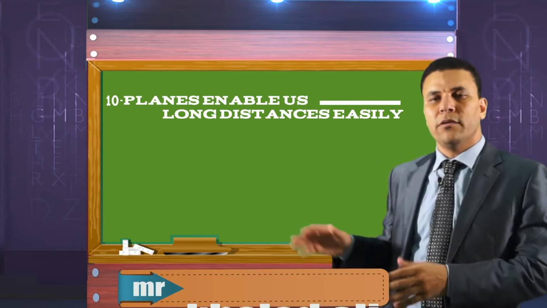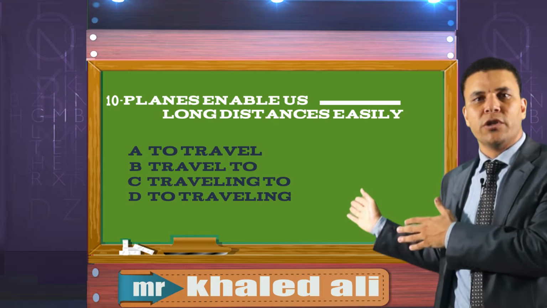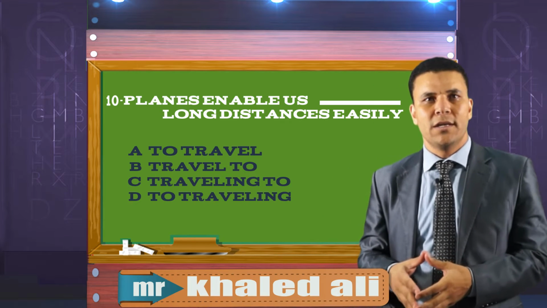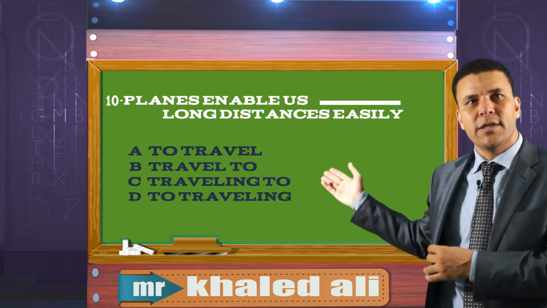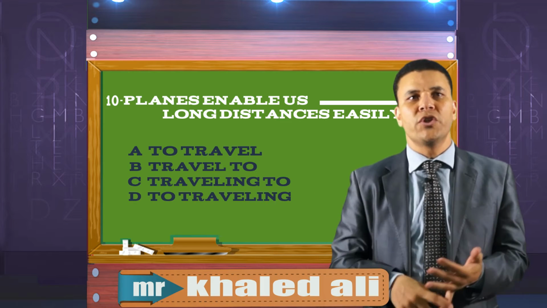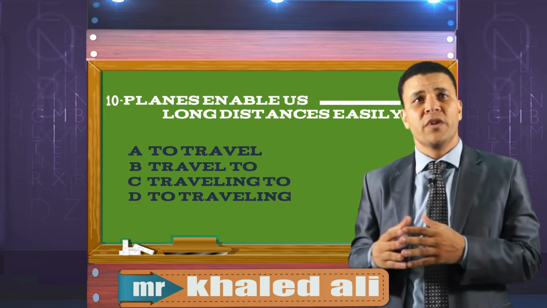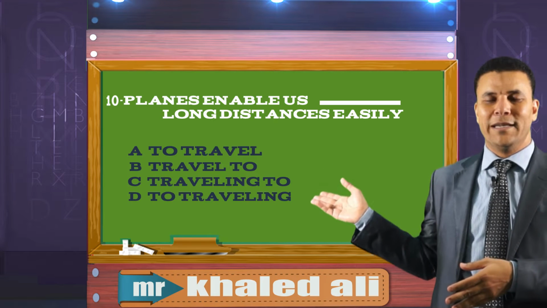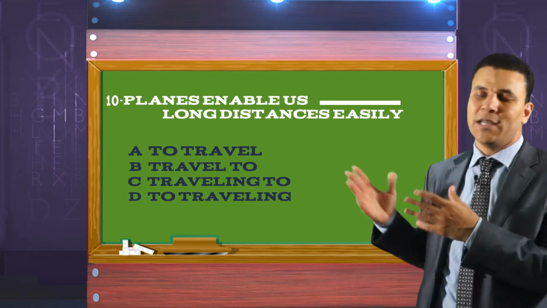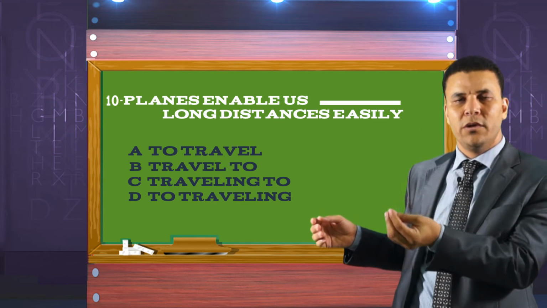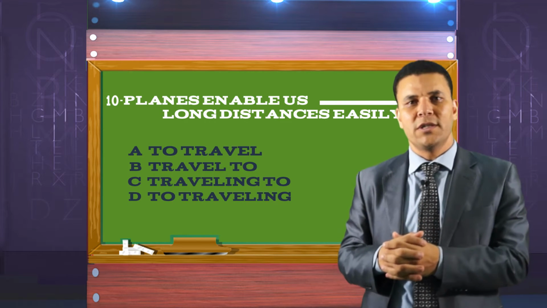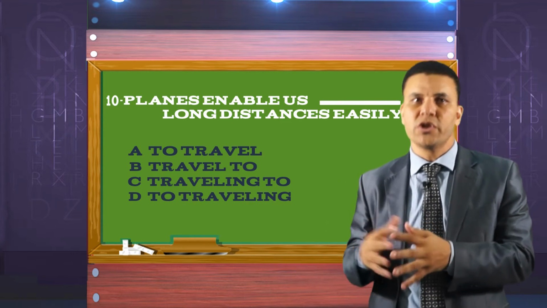Also, in number 10, we deal with the same structure, infinitive and gerund. Planes enable us space long distances easily. We have here to travel, travel to, traveling to, and to traveling. Actually, if you look at letter D, it's not acceptable at all to have to and ing, to traveling. So, as you are good students, you can drop it from your choices.